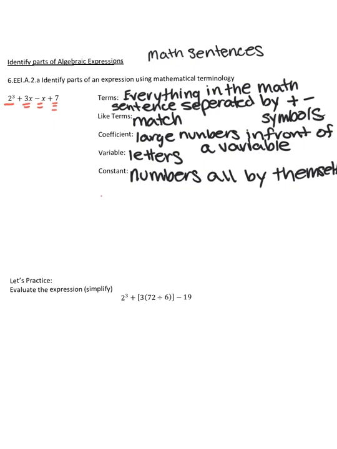So for terms, we have 2 to the third. We have 3x, we have minus x, and we have 7.